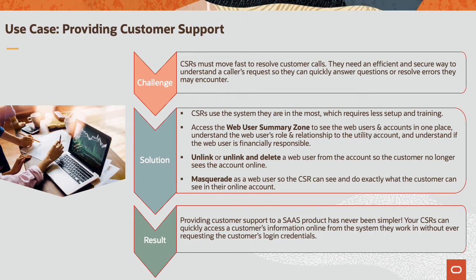With Masquerade, CSRs can access the new Web User Summary Zone to see all of the web users and accounts linked to a person in one place, understand the web user's role and relationship with the utility, and understand if the web user is financially responsible. They can unlink a web user or unlink and delete a web user from the account so the customer no longer sees the account online.